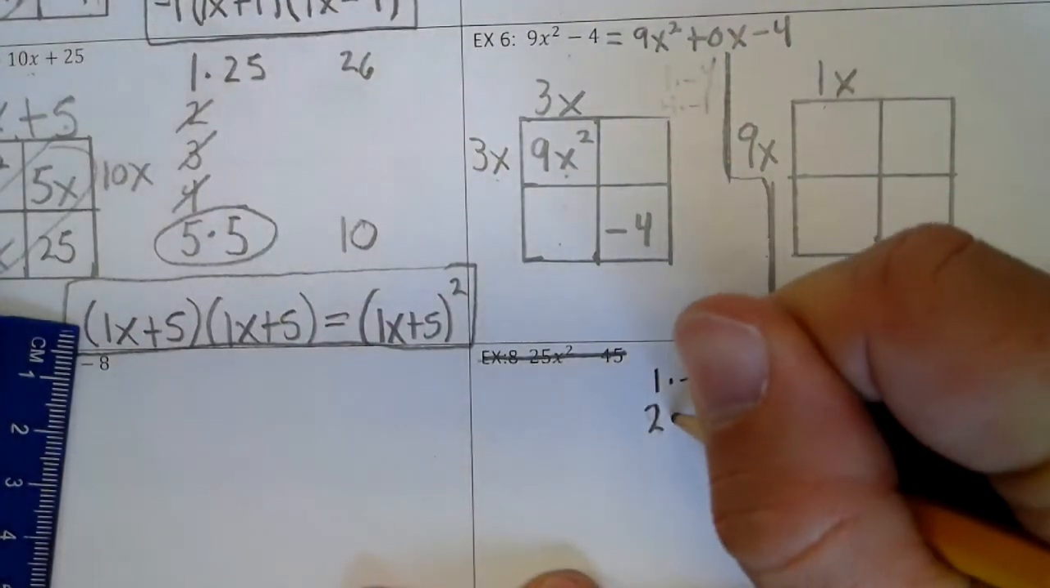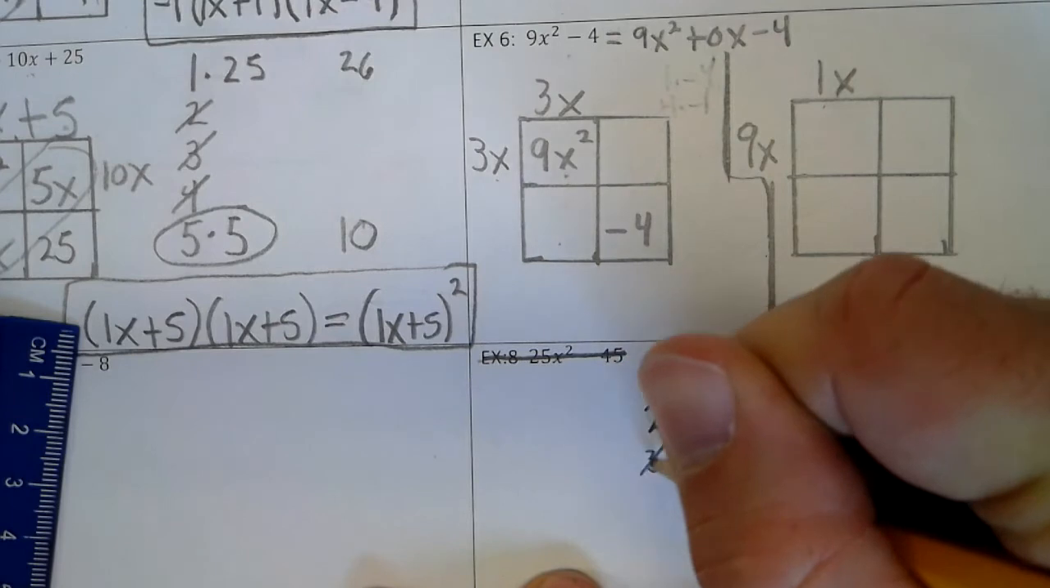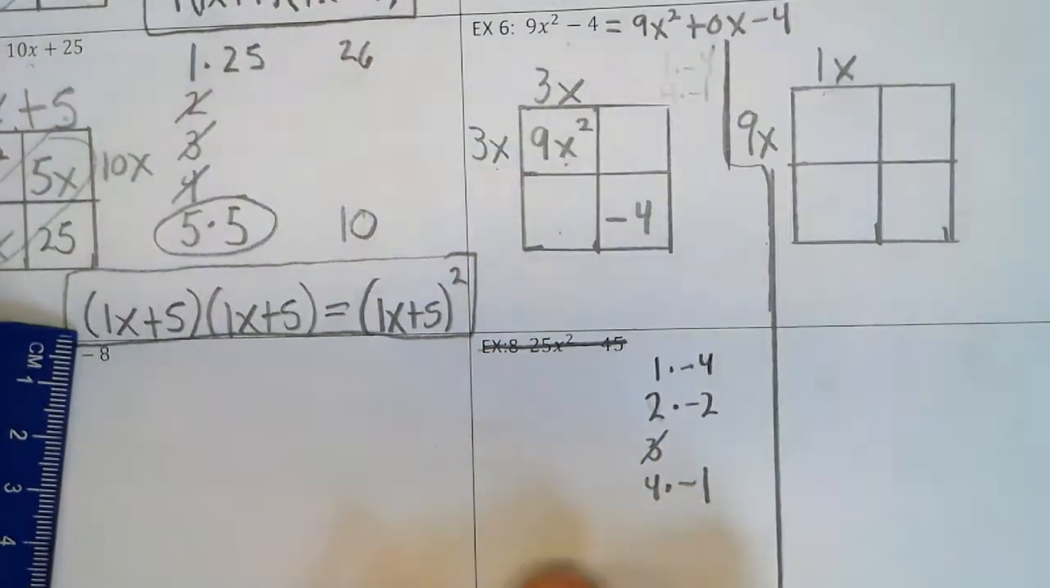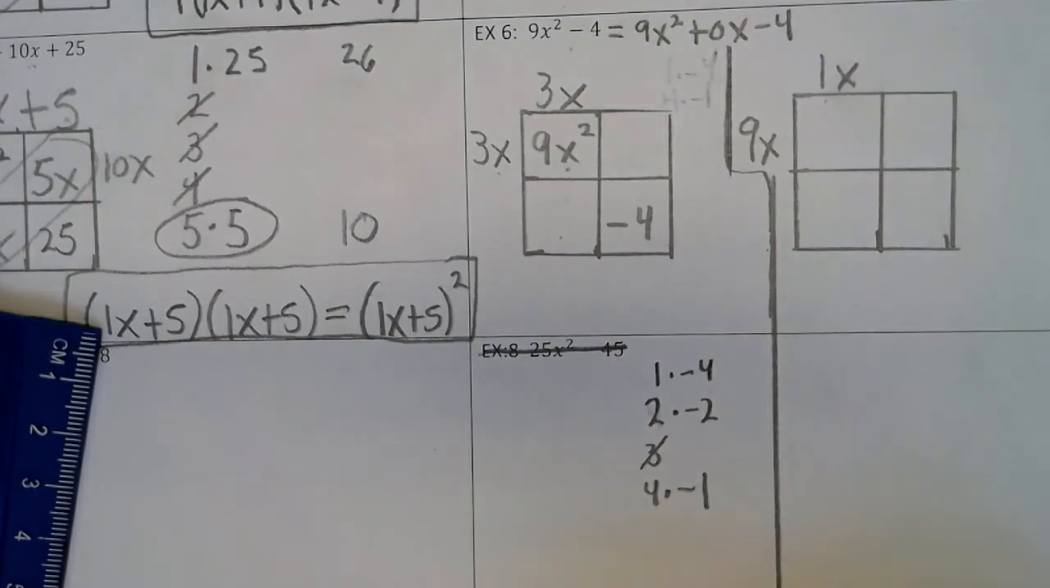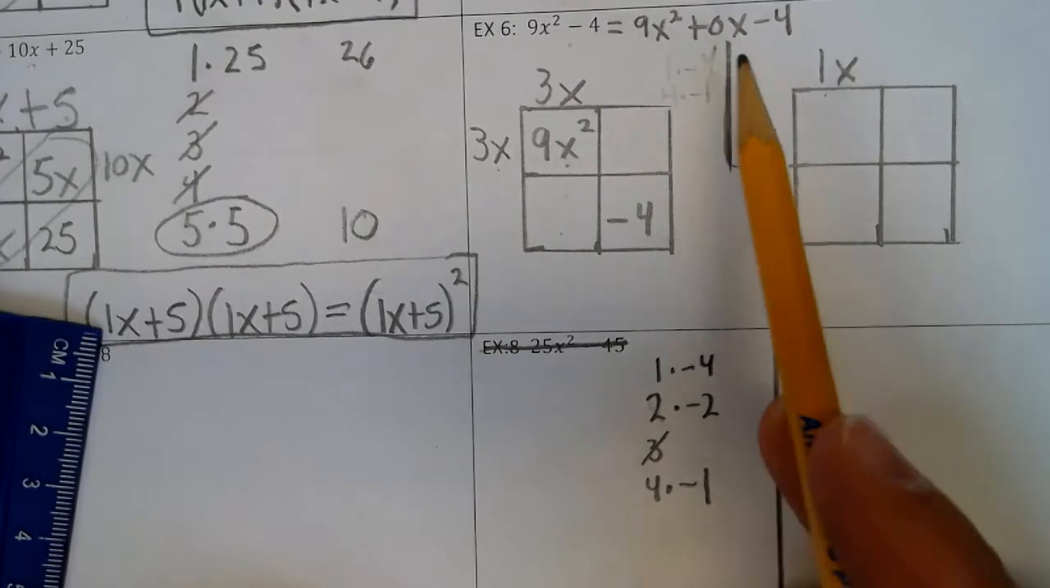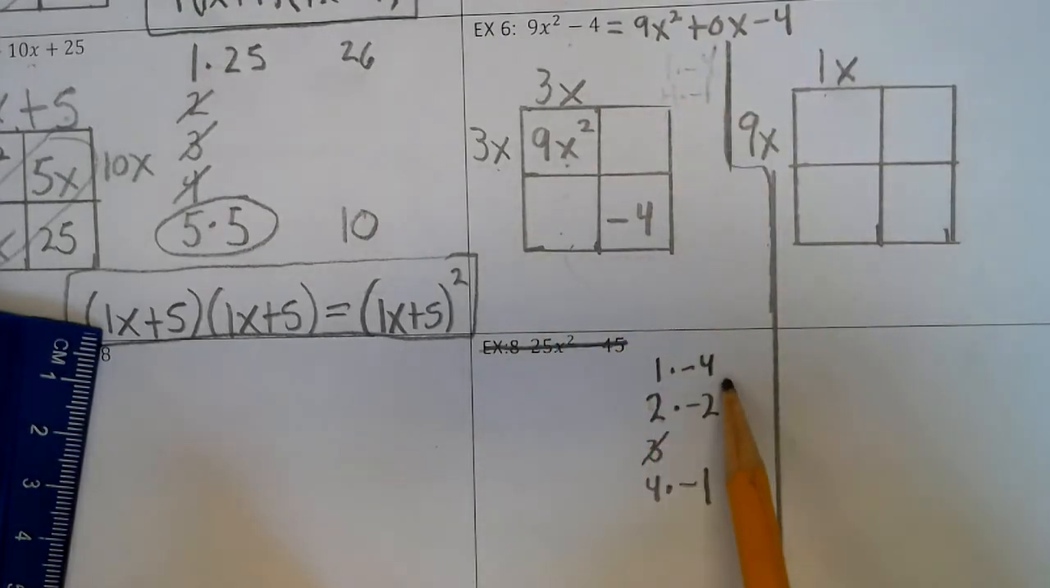Okay, 2 times -2, 3 doesn't work, 4 times -1. Okay, you want all the combinations. But then here's the thing. Because of the 3's, you have to check because you need 0x. So now we have to multiply each of them by 3 and combine.